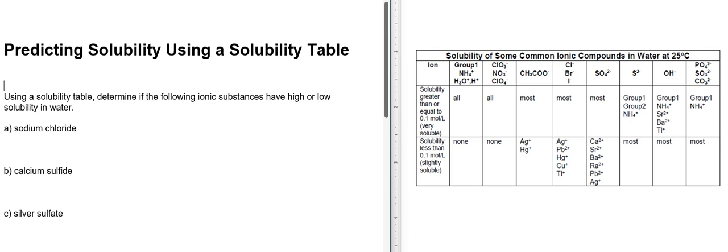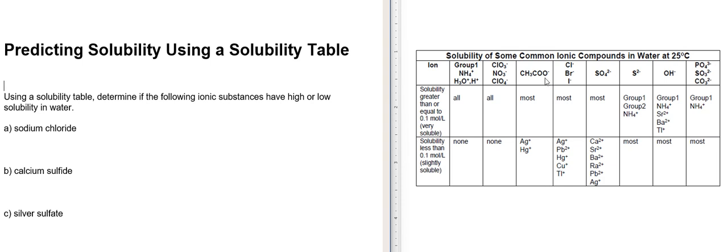Hello, this is going to be a quick lesson showing you how to predict solubility using a solubility table. The solubility table that we have in our data booklet is set up in a way that we can look up compounds by finding both the cation and the anion. Now this table happens to be set up so that most of our columns are anions. So it's kind of backwards to the way that we name things.